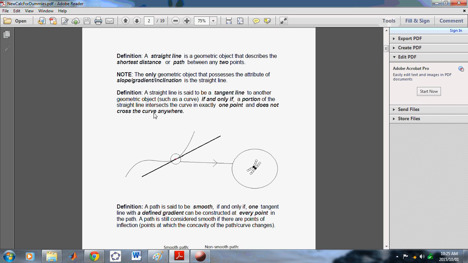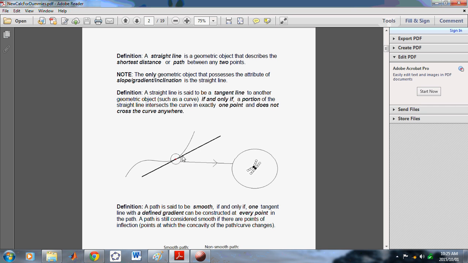So the next definition in the new Calculus for Dummies is: a straight line is said to be a tangent line to another geometric object such as a curve if and only if a portion of the straight line, this straight line here, intersects the curve in exactly one point and does not cross the curve anywhere.